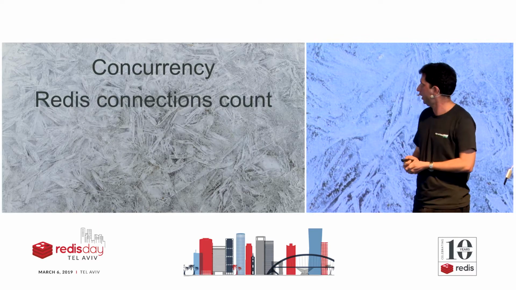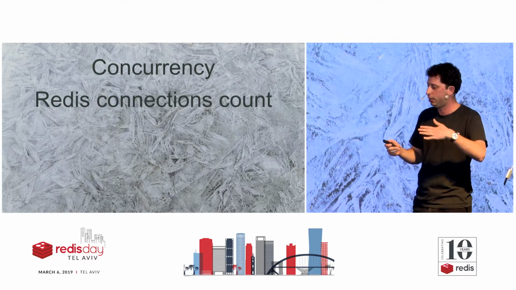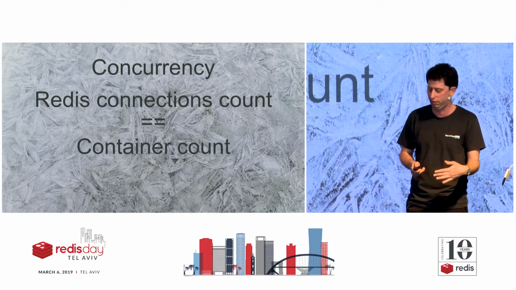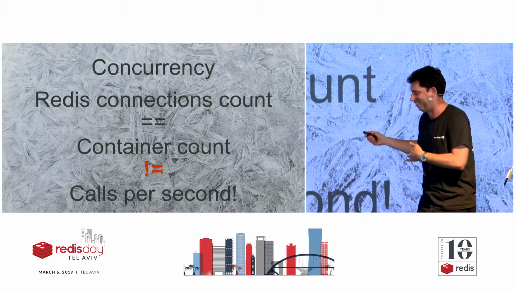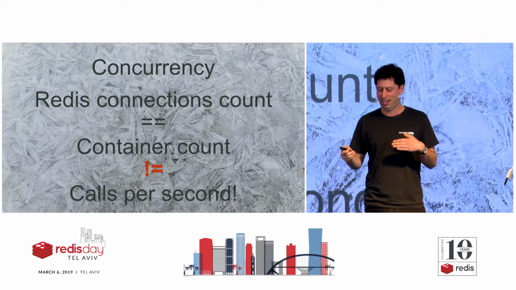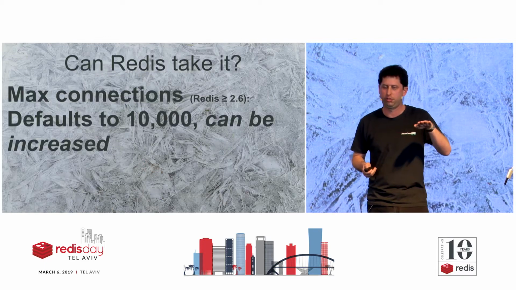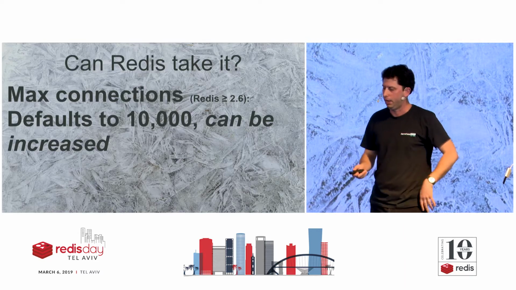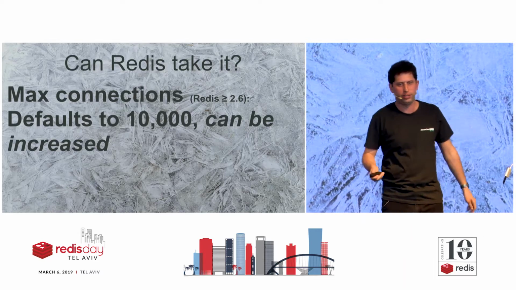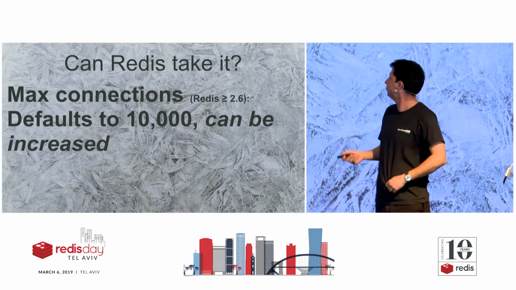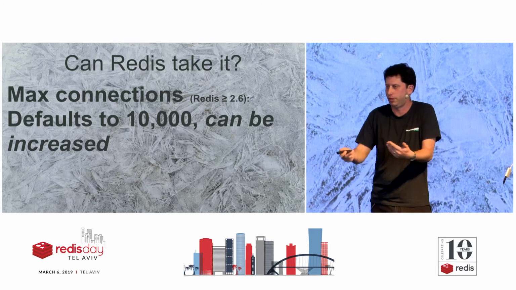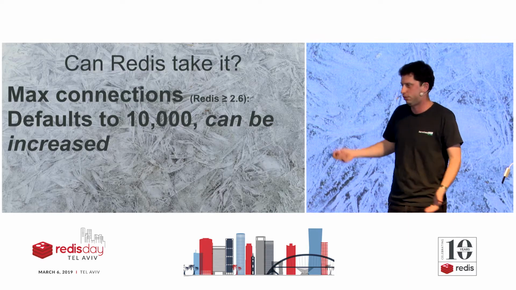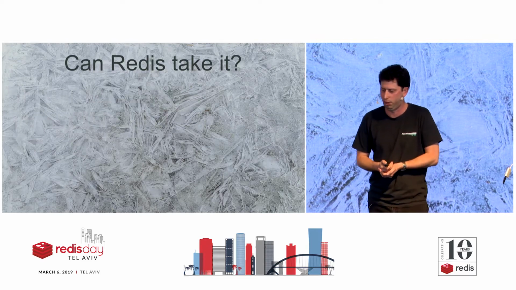And Redis connection count equals the number of containers, right? Not the number of functions running. So we only stay with about 1,000 open connections when we're at full capacity. And as of Redis 2.6, the default in Redis, and I'm talking about simple instances, is 10,000. And this could be increased, so we're not talking about any problem here.